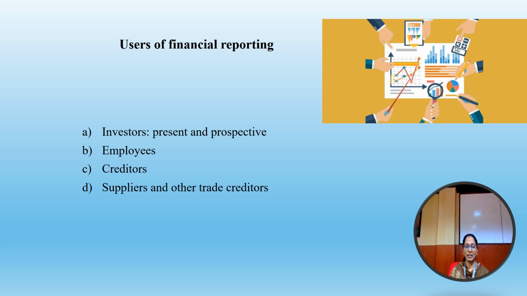Coming to the third category, they are the creditors. As we know, creditors are the lenders of money to the business. So they are concerned with the possibility that the enterprise will not be able to repay its debts or honor its obligations. Financial performance can give security to the creditors about the financial capacity to pay the interest and also repay the loan. Suppliers and other trade creditors are also interested in the financial information which comes through financial reporting.